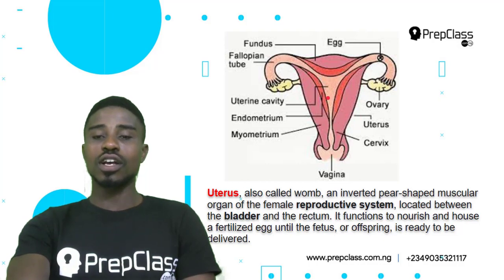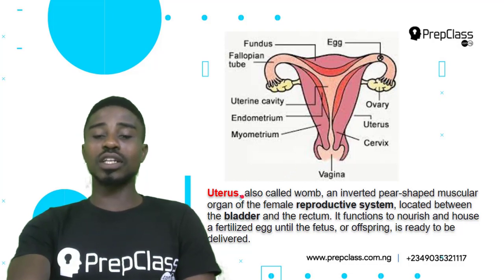That's the uterus. So this is the ovary, and this produces the eggs. You can see it. Ovary produces the eggs, and this part is where fertilization takes place, and this is what we call the fallopian tube, or we can call it the oviduct. But the place where the child is housed is known as the uterus or the womb.